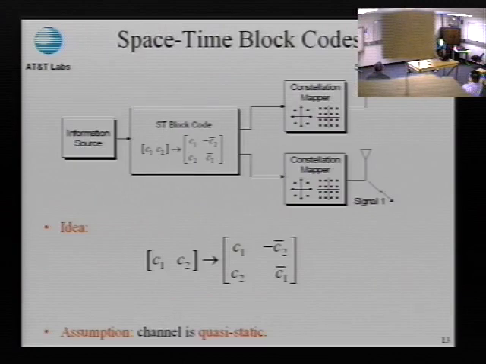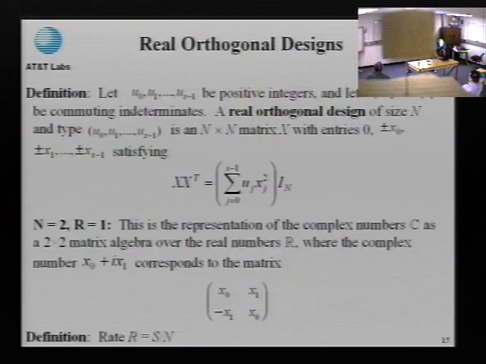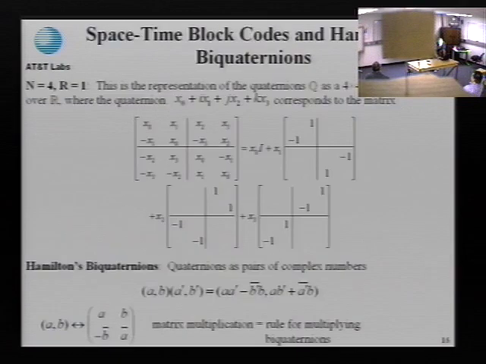Okay. So this little 2x2 space-time block code goes back to Hamilton. And Hamilton would be enormously proud and think it enormously appropriate that perhaps in 500 million cell phones, there'll be a little quaternion code.